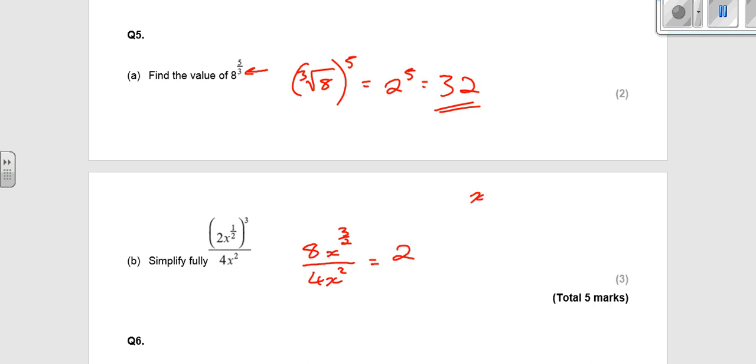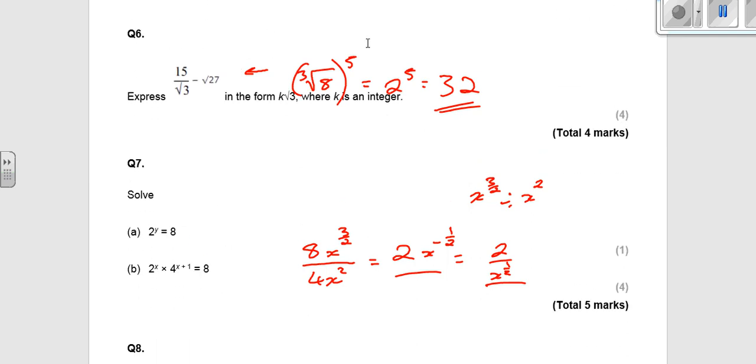Now if we've got x to the power of 3 over 2 divided by x to the power of 2, that means subtract the powers. So that's going to be x to the power of minus 1/2, which equals 2 over x to the power of a half, or 2 over the square root of x. This or this will be enough to get you the mark. That's absolutely fine. Next one.